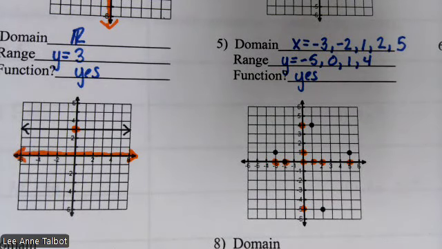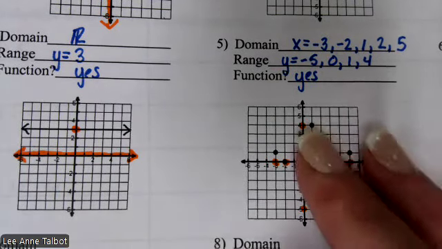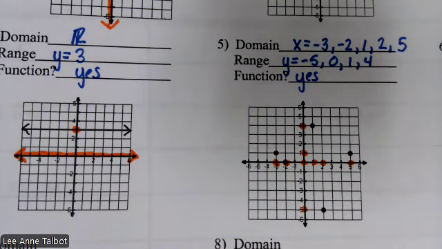I just want to stress to you that whenever you have dots or a table or a mapping, they all look like this. All the domain and range looks like that. So dots or a table or a mapping always looks like that. So much easier.